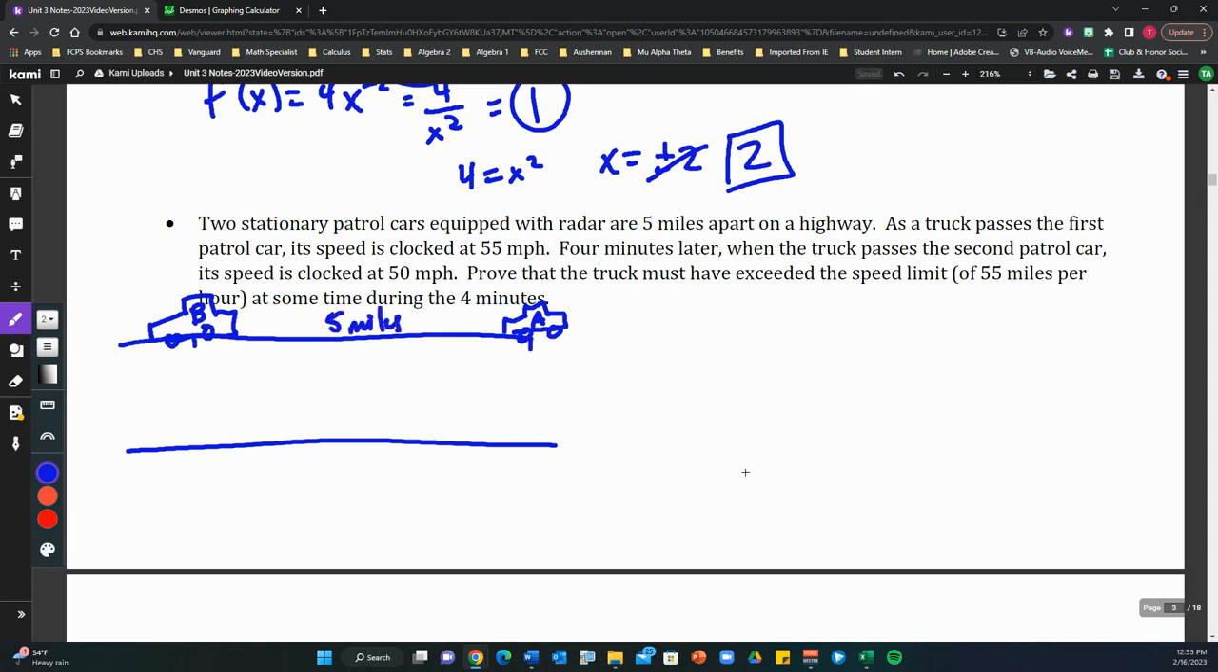And a truck passes the first patrol car. The speed is clocked at 55 miles per hour. 4 minutes later, when the truck passes the second patrol car, its speed is clocked at 50 miles per hour. So it was 55 here, 50 here. And again, the truck traveled that 5 miles in 4 minutes.